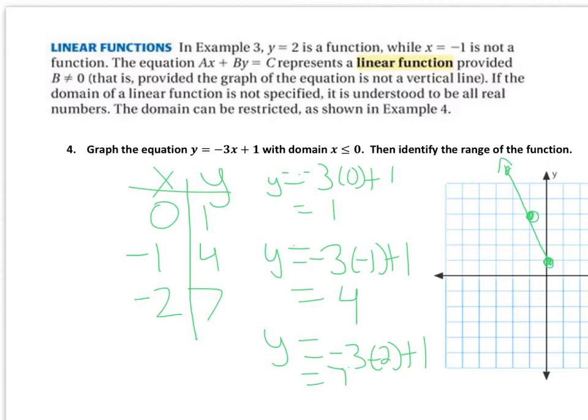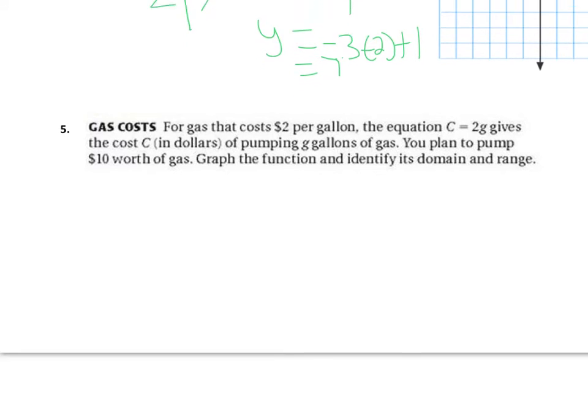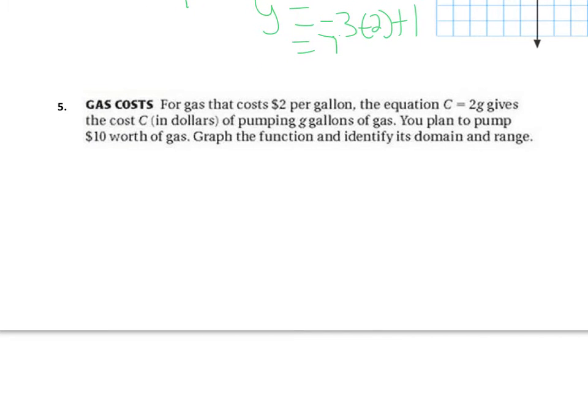So the range. Well, what we have to look at here, the range is talking about the y values. Okay? So y is starting at 1. Is it getting smaller or bigger? Well, it's going up. So y is greater than or equal to 1. Okay? So remember, domain, all possible x values. Range, all possible y values. Okay? All right. Word problems.